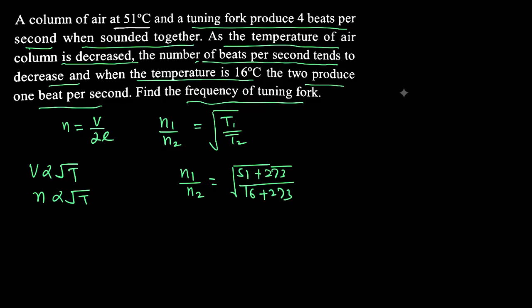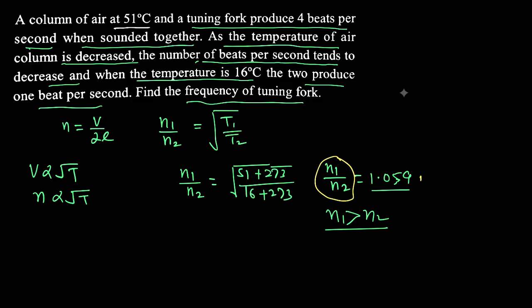If I solve this whole thing, I will get N1 divided by N2 equal to 1.059. This is N1 by N2. If the ratio of N1 and N2 is greater than 1, it means N1 is greater and N2 is smaller. So N1 is greater than N2.